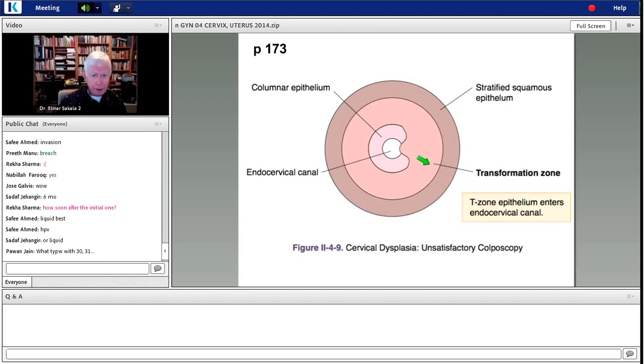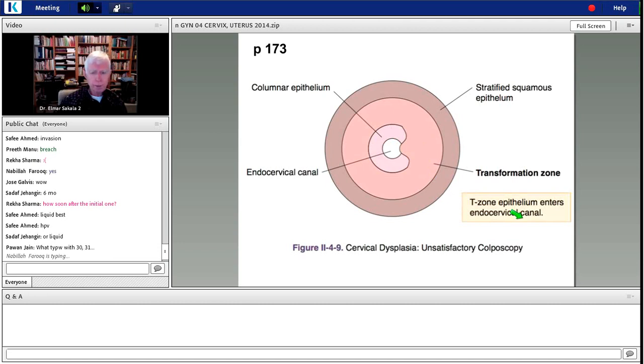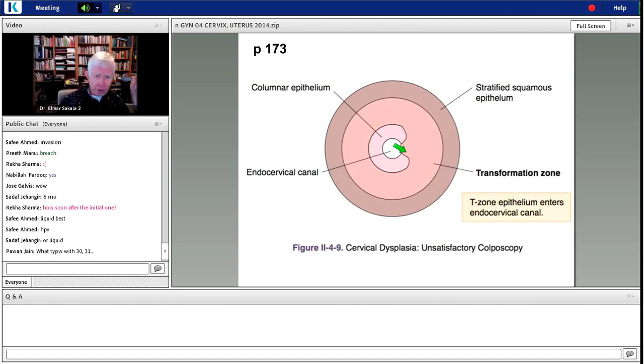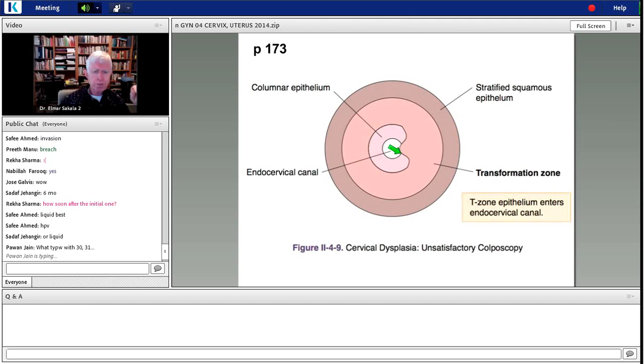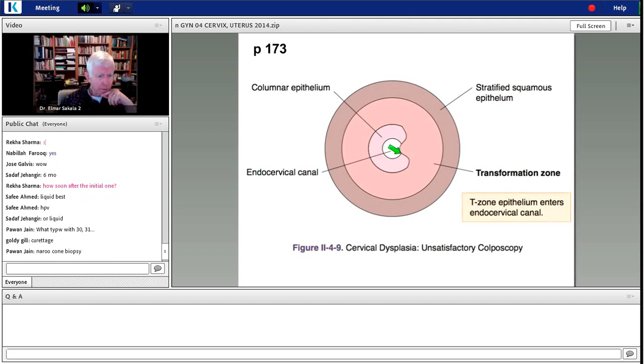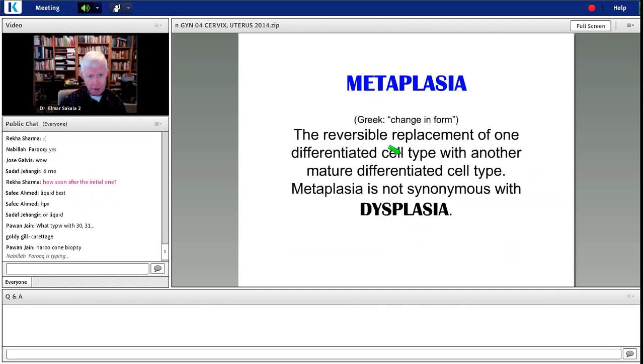Notice the difference. Can you see here, this transitional zone epithelium is entering the endocervical canal. Now, you don't know how far it goes down. You don't know if further down in there is some dysplasia. This does not look dysplastic. And so what will be the management if you have an unsatisfactory colposcopy because the T-zone metaplastic epithelium goes into the canal? Our next step in management will be an endocervical curettage. Endocervical curettage.